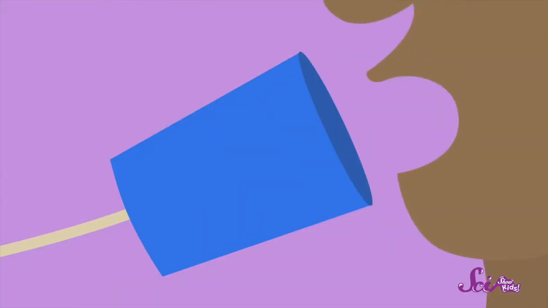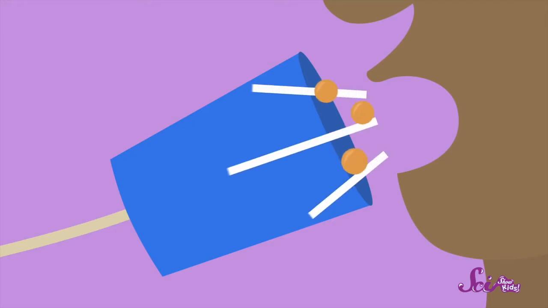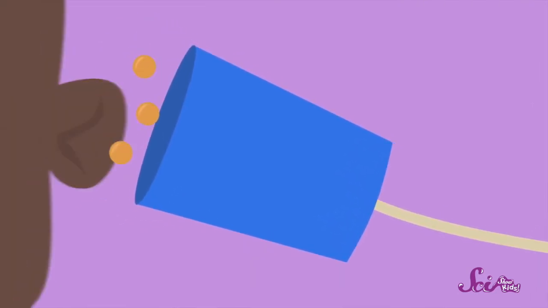When you use the string phone, your voice makes the air particles in the cup start to vibrate. These vibrations then make the bottom of the cup vibrate and make the string move in the same way. And then the vibrating string makes the bottom of the other cup move and the particles in the air in that cup until it reaches your friend's ear.